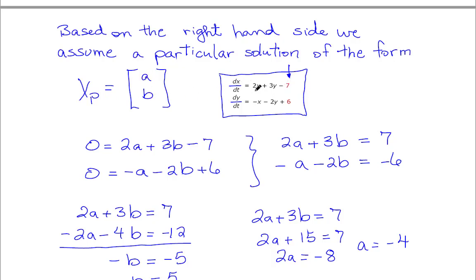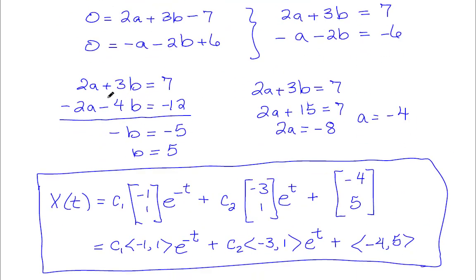Plugging this into both of the equations, the derivative of A is 0. All right, 2 times A plus 3 times B minus 7. Now I need to clean it up a little bit and make it into a system of two equations and two unknowns. So that gets us to here. Now I think I'm going to get rid of the A's, so I'm going to multiply through the second equation by 2.